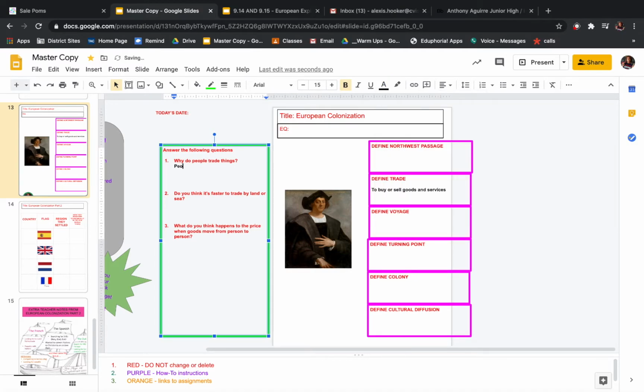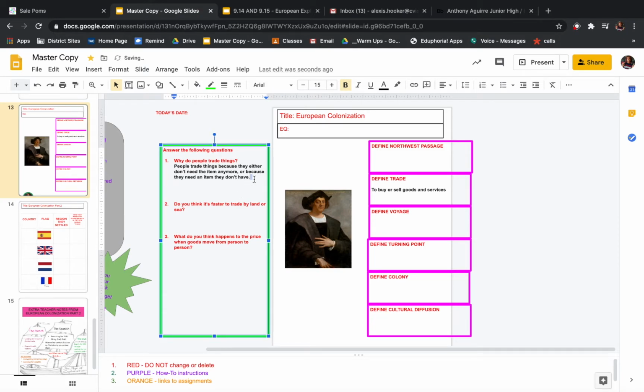So, complete sentence. People trade things because they either don't need the item anymore, or because they need an item they don't have. All right, this was a little mistake, so I'm going to fix that.